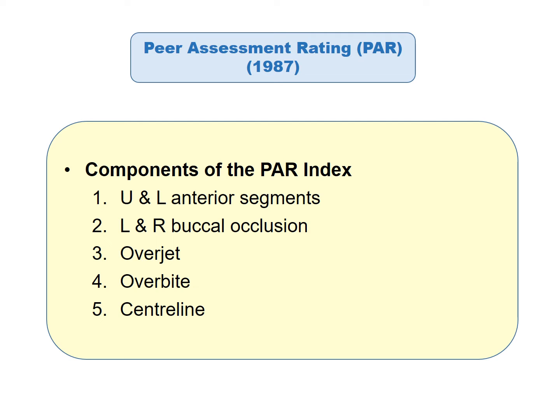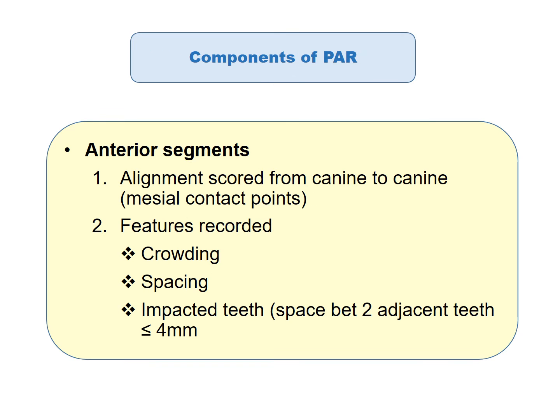The PAR assessment rating has 5 components. Firstly, the upper and lower anterior segments. Second, left and right buccal occlusion. Third, overjet. Fourth, overbite. And fifth, center line. Now, let's have a look at the individual components of the PAR, peer assessment rating.